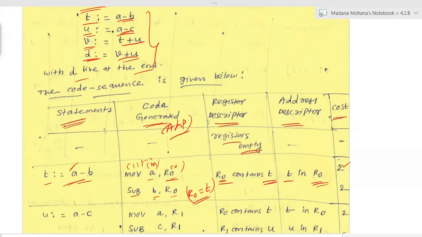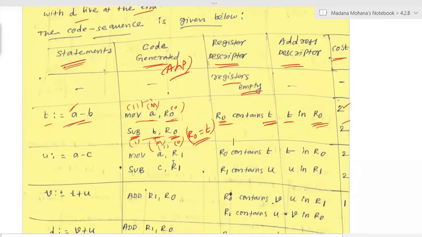Then the second line, subtraction B comma R0. B is a memory location. R0 is the register. It won't take any cost. B takes cost 1. The instruction takes cost 1. 1 plus 1 is 2. Here you can see that for every line you need to find the cost. That is the first three address statement code sequence.